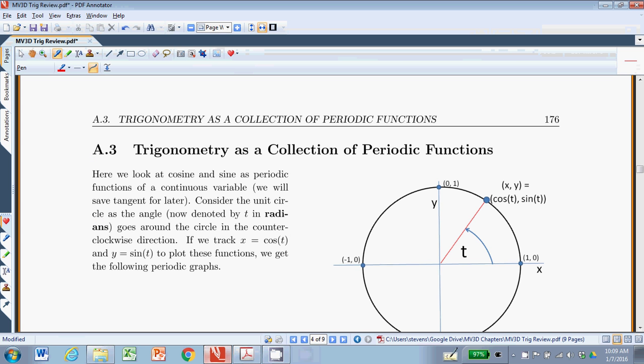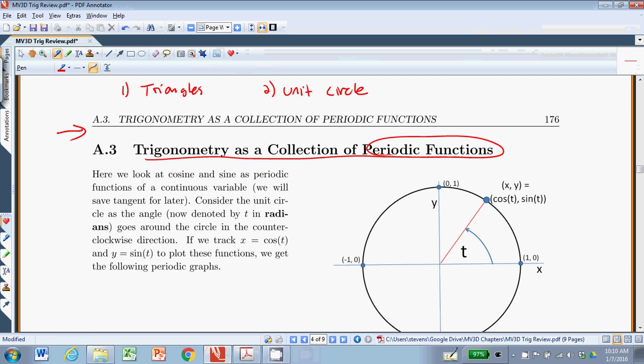Alright, so in this part 3, we're going to consider trigonometry as a collection of periodic functions, right? We started off, part 1 was we thought of trigonometry in terms of triangles. Part 2, we considered trigonometry in terms of the unit circle. And now we're going to consider trigonometry as a collection of periodic functions, specifically of a continuous variable. And that continuous variable will be denoted by t, right?